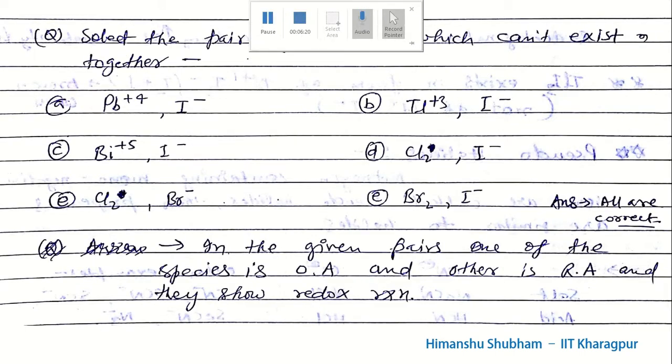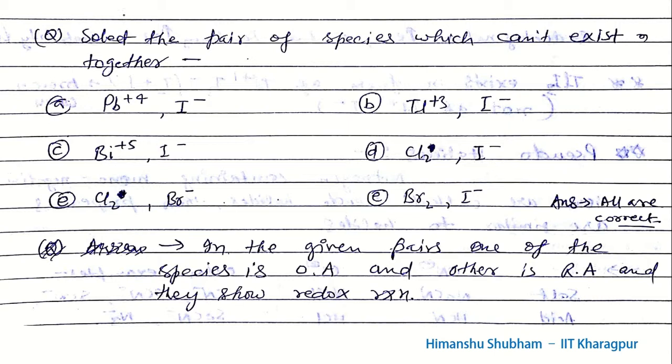Now in this question, we have to select the pair of species which can't exist together. Whenever we have two species, suppose species 1 and species 2, and one will be oxidizing in nature and another will be reducing in nature, say an oxidizing agent and a reducing agent. When these two species react with each other, we will have a redox reaction, and so in that case we will say that these two species cannot exist together.